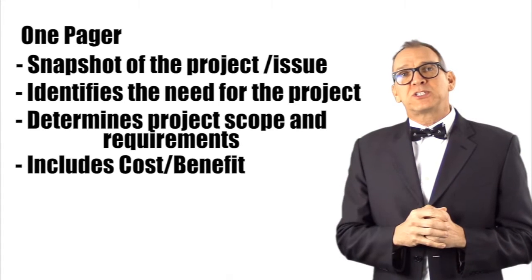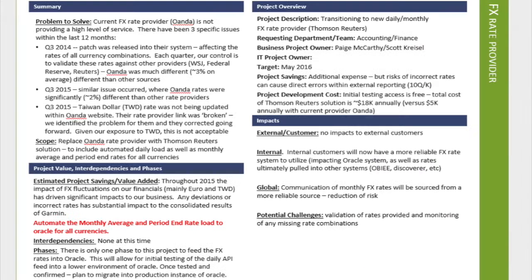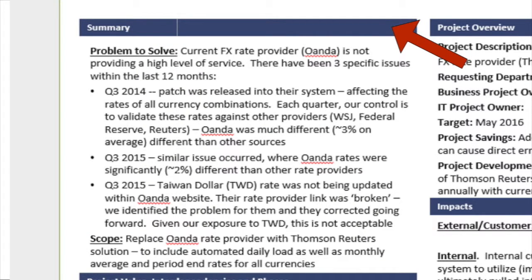So let me show you an example of a one-pager now. This is the one-pager for the FX Rate Provider project. It's broken down into 4 sections. First is the project summary section, which describes and quantifies the problem that needs to be solved, and it gives you a high-level detail of the problem, including business need, impact, and defines the scope of the project.